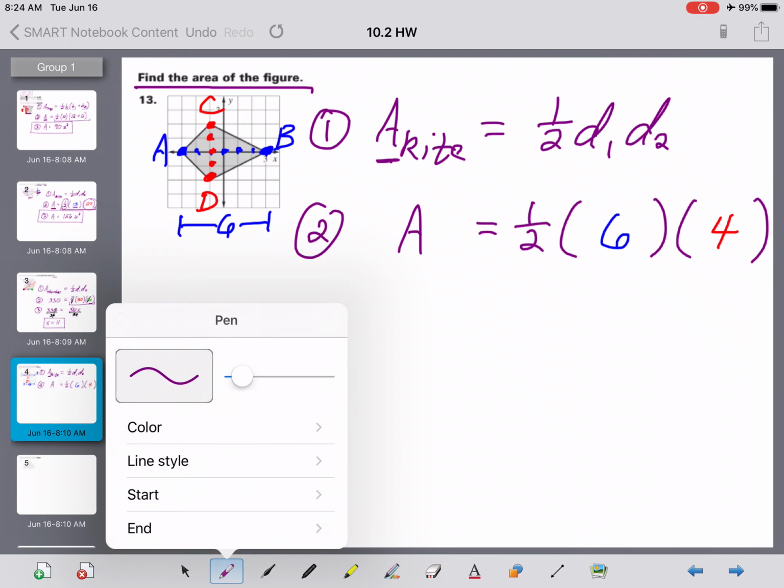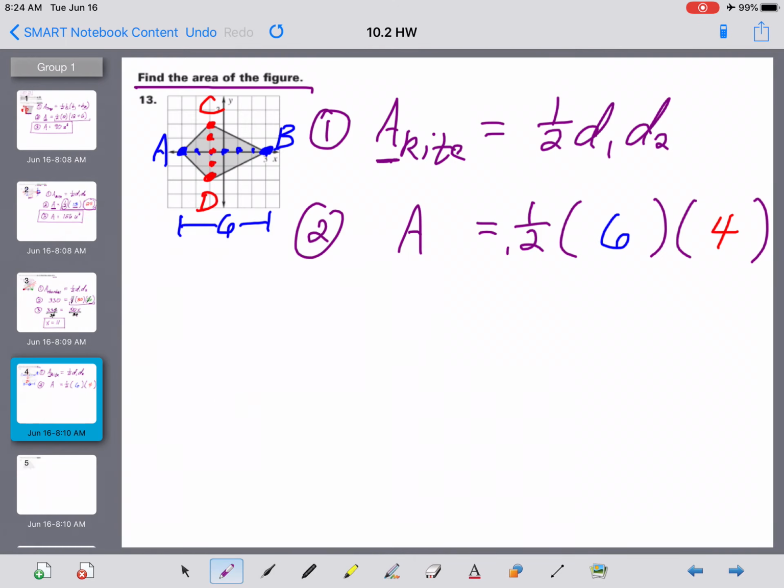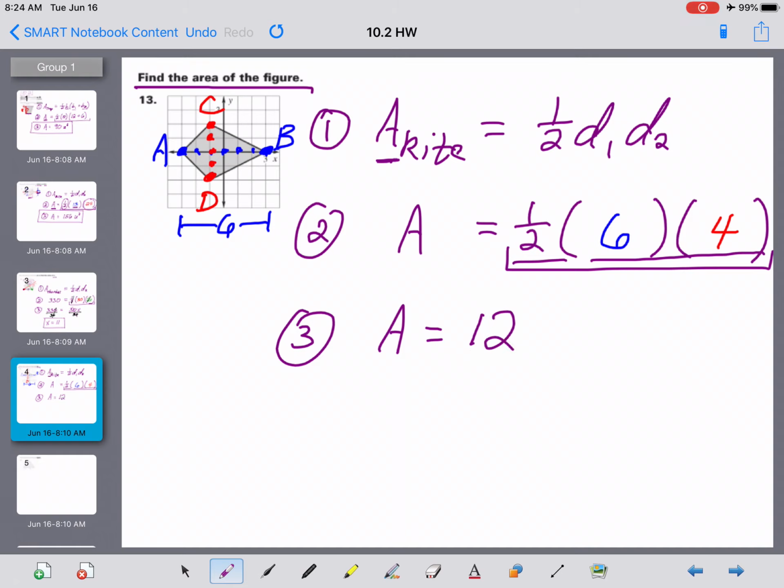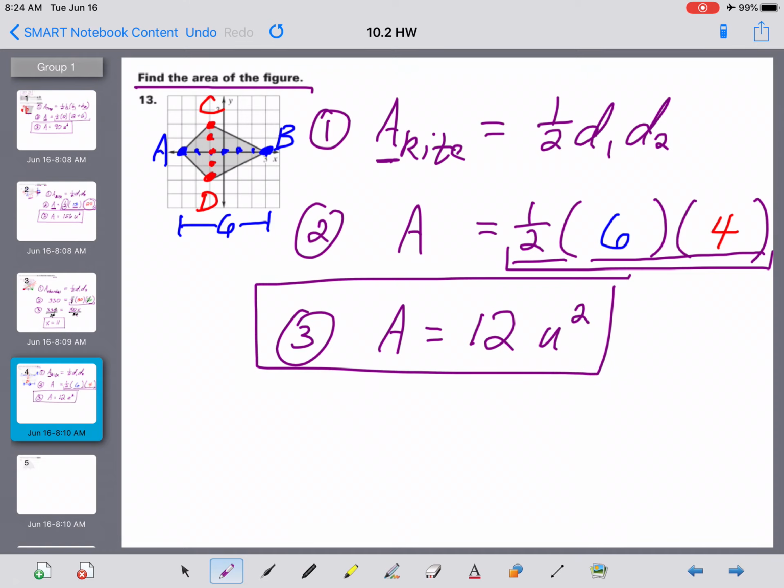And now that we know the length of both D1 and D2, the variables on the left are isolated and the right side is all constants, all we have to do is evaluate that. With this one, in my head, I'd probably do 6 times 4, which is 24, and then take half of that number, which is going to get us 12. No units were given to us here, so we'll just put generically square units. Okay, so 12 square units is our answer for number 13.